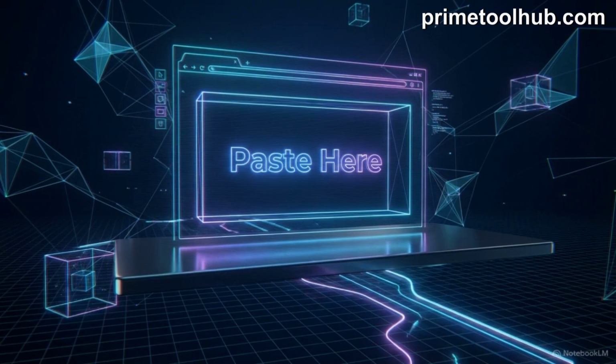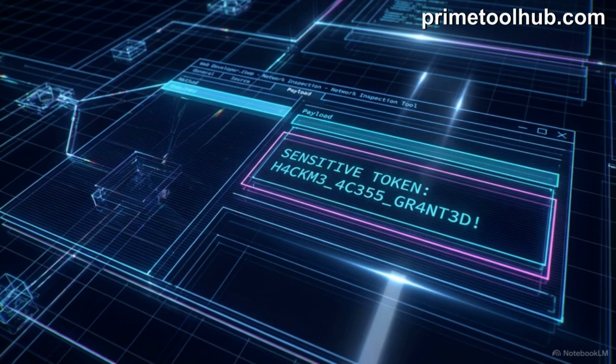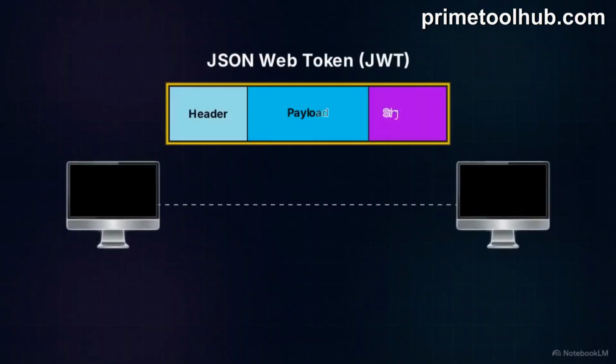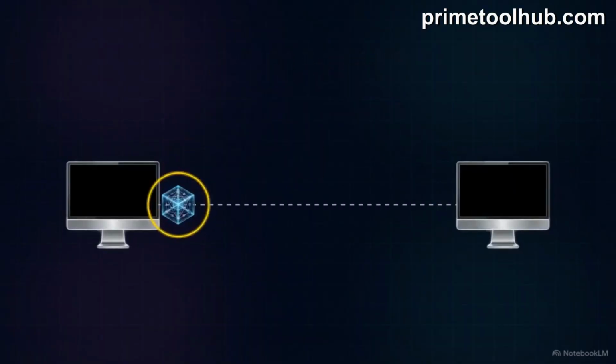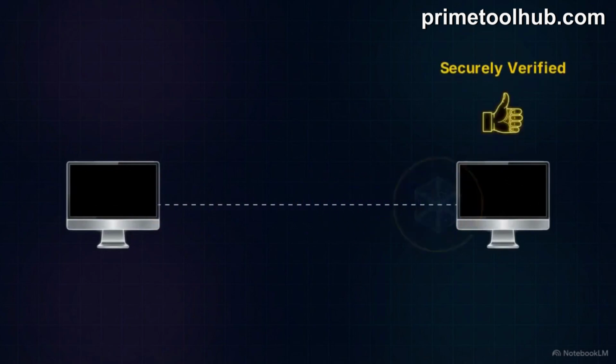To solve these formatting errors, developers often paste their strings into free online converters, which introduces a severe security vulnerability when handling sensitive data like JWT tokens or API keys. JWT tokens are standardized digital signatures used to securely verify user identity between web applications.